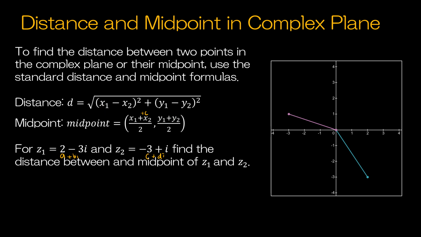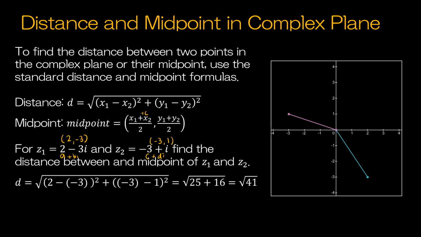So let's go ahead and find the distance between and midpoint of z1 and z2. Remember, z1 would be (2, -3), and z2 would be (-3, 1). So distance would be 2 minus negative 3, which would be 2 plus 3 squared, which is 25. And then for the y's, we have negative 3 minus 1, which is negative 4. Negative 4 squared is 16. Add them together to get 41. And of course, take the square root, and that is the distance. So the distance is radical 41.